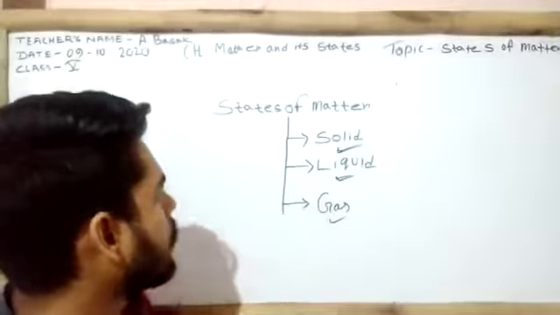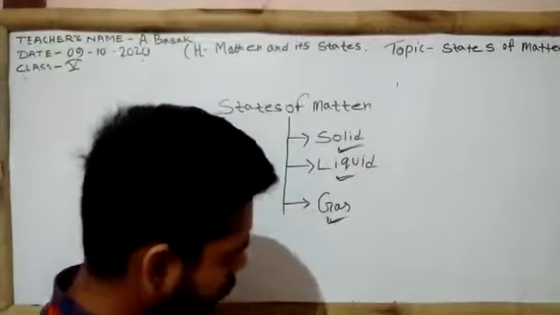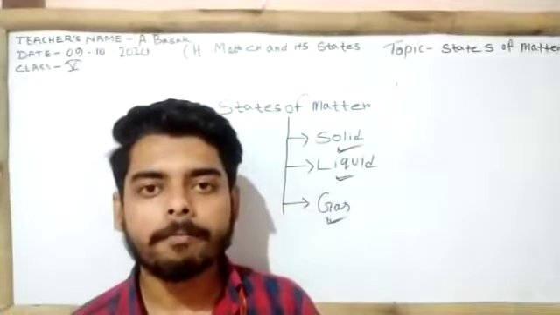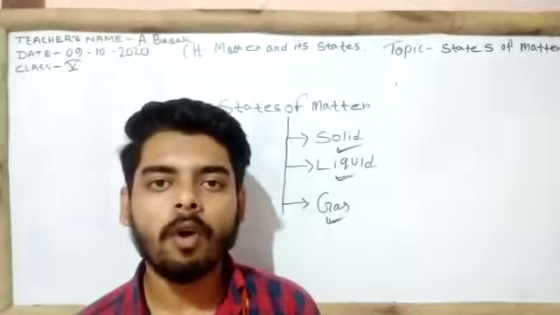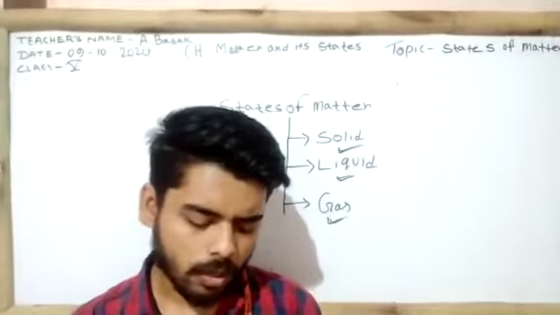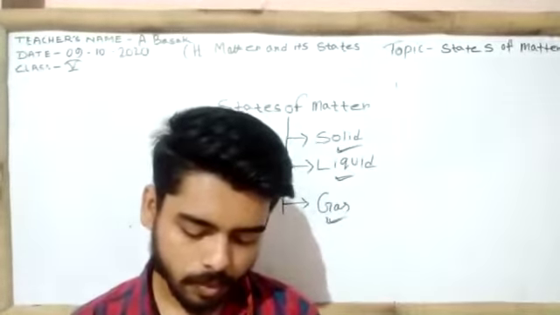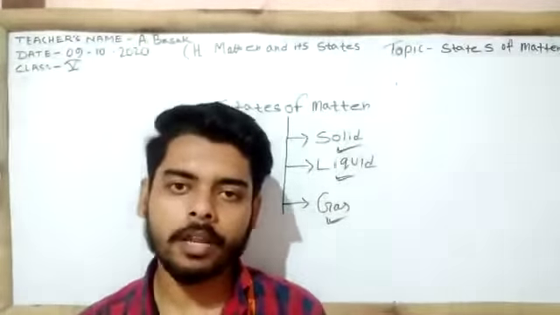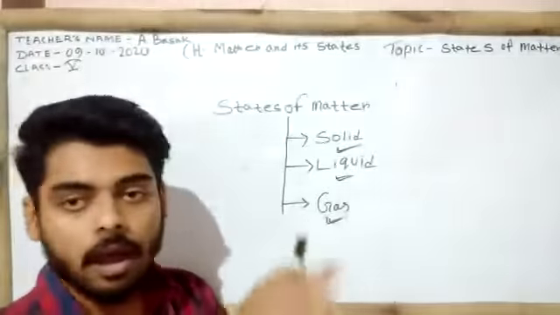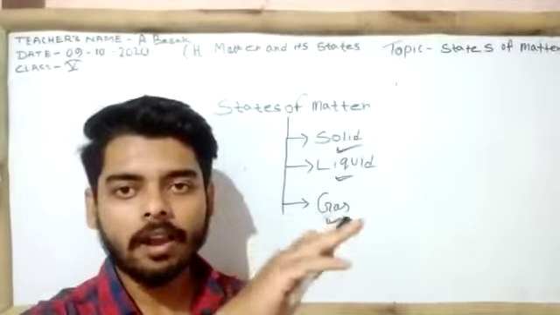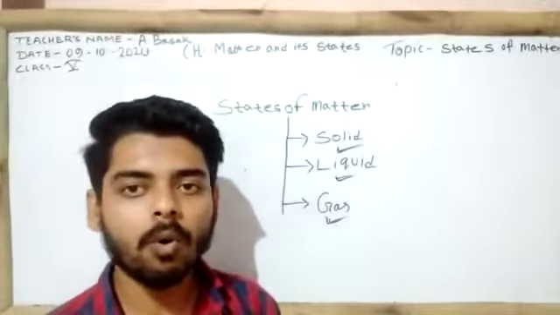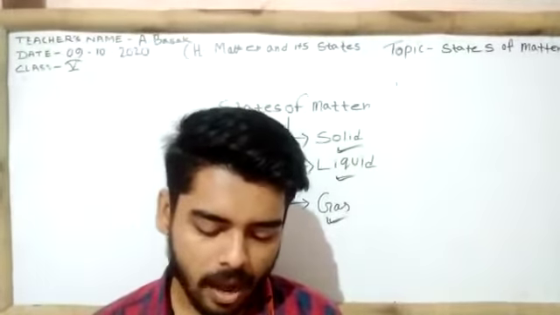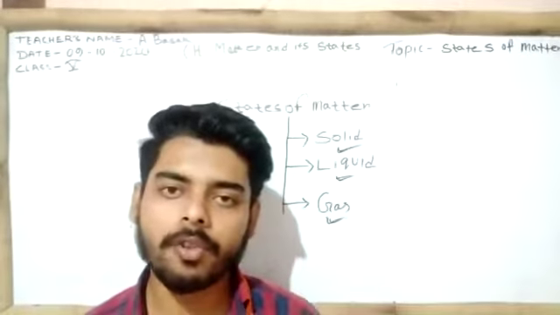So the last state of matter is gas. So gas has neither shape nor volume. So it occupies the space in which it is kept. Gases can flow in all directions. As you know, water can flow only from the upper side to the lower side, that means from a higher level to a lower level, but gas can flow in all directions. Okay, some examples of gases are oxygen, nitrogen, carbon dioxide.